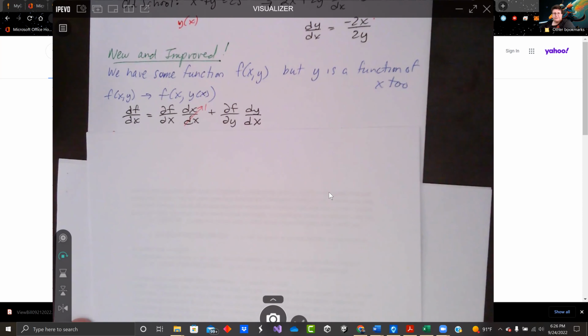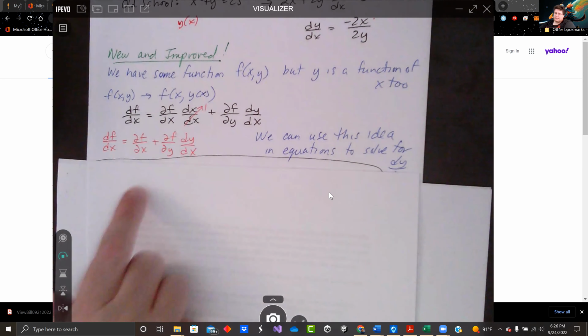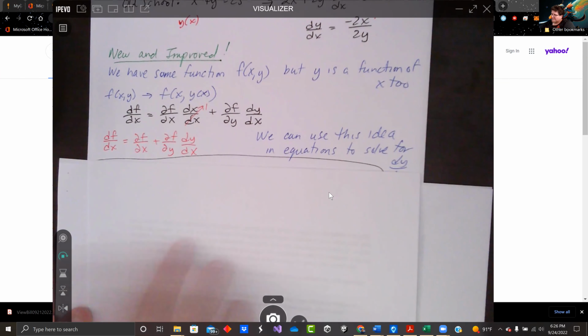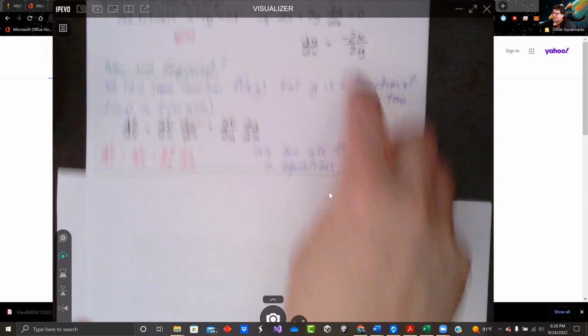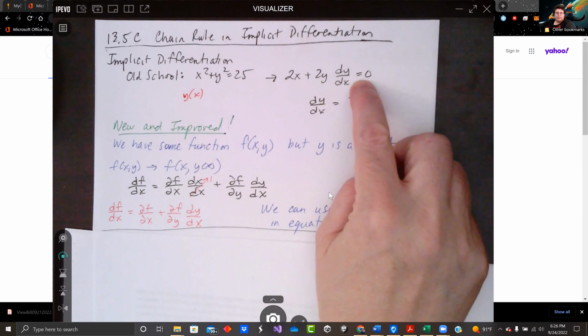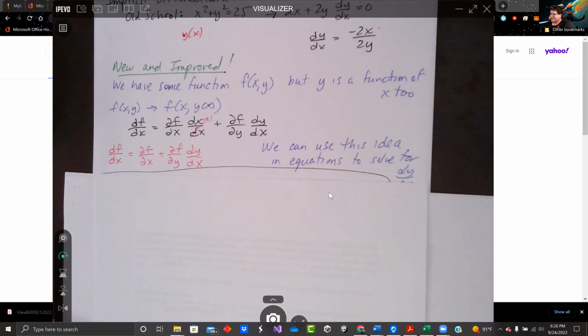So the derivative of f with respect to x is equal to the partial derivative of f with respect to x times dx, which is just 1, plus the partial derivative of f with respect to y times dy/dx. And so we get rid of the dx. We can see the total derivative of f with respect to x is just the partial of f with respect to x plus the partial of f with respect to y times dy/dx. Did the same thing up here. We can use this idea in equations to solve for dy/dx.